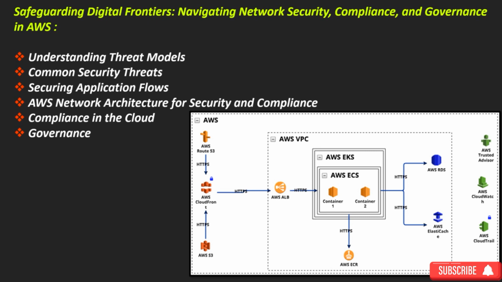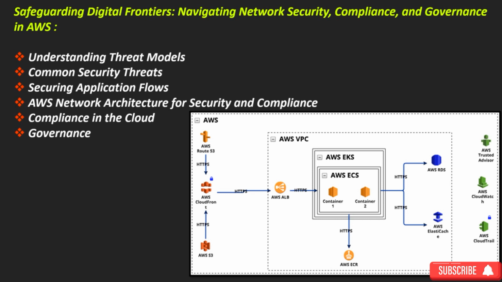According to securing application flows, applications are the lifeblood of modern businesses, and securing their data flows is very imperative. We examine the mechanisms to secure different application flows, including user authentication, data in transit, and access controls. Encryption protocols, multi-factor authentication, and secure API gateways are important key components in building a resilient defense against unauthorized access and data breaches.